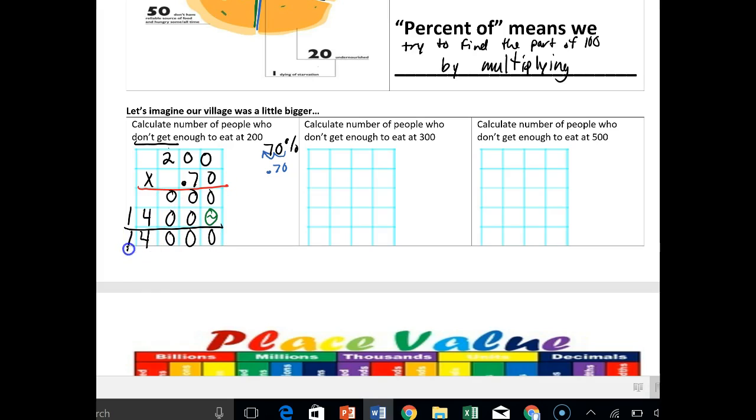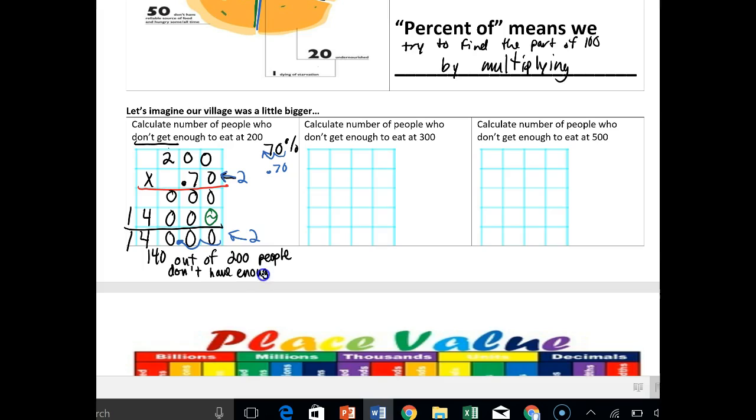And for a second, you're like, wait, that answer doesn't make sense. If my village is 200 people, 14,000 people don't have enough to eat? No, because we forgot that when we multiply decimals, we must make sure that we count our decimals. So here I have 2 numbers behind my decimal place, so that means in my answer I should have 2 numbers behind my decimal place. So I swoop once, twice, and so my answer is that 140 out of 200 people don't have enough to eat. It's a lot of people that are starving, right?